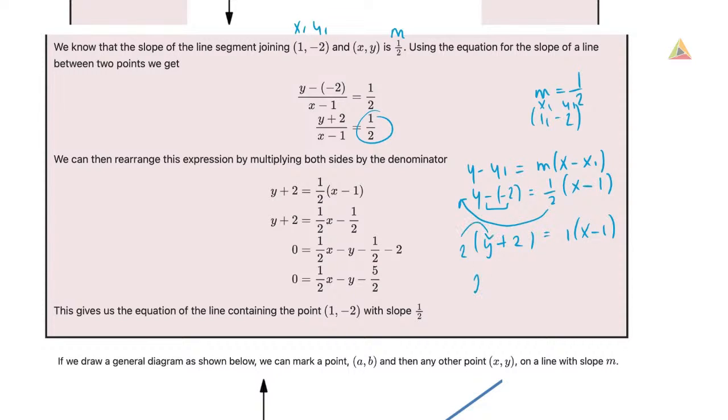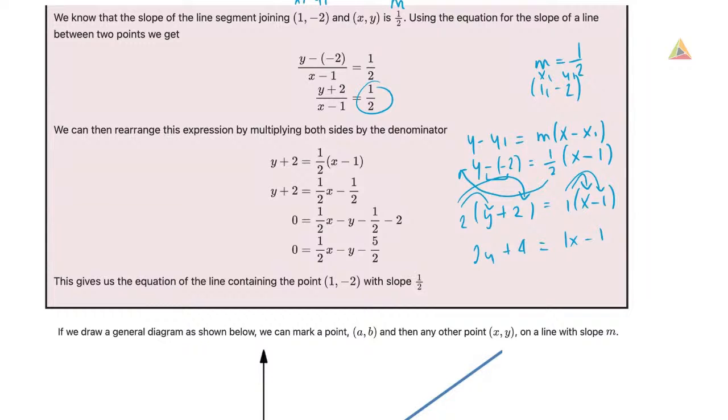2 by y is 2y. 2 by 2 is 4. Is equal to 1 by x is 1x, and 1 by minus 1 is minus 1. Now all we have to do is bring everything to one side. So it's going to be 1x minus 2y minus 1 minus 4 equals 0. So that's going to be 1x minus 2y minus 5 equals 0.